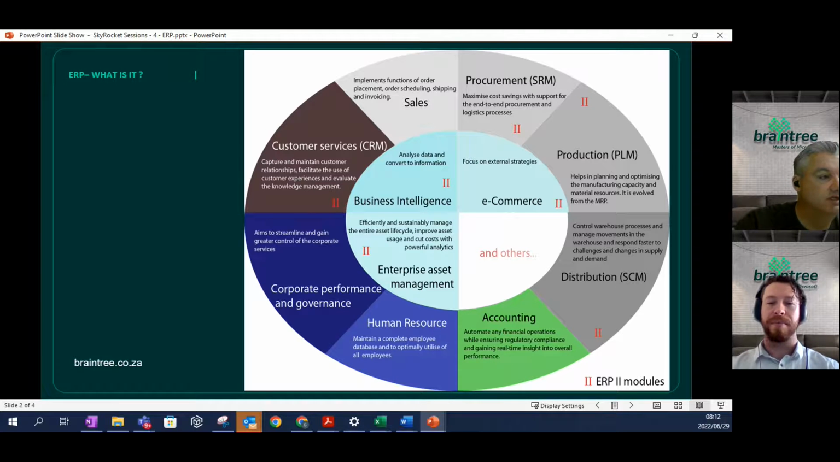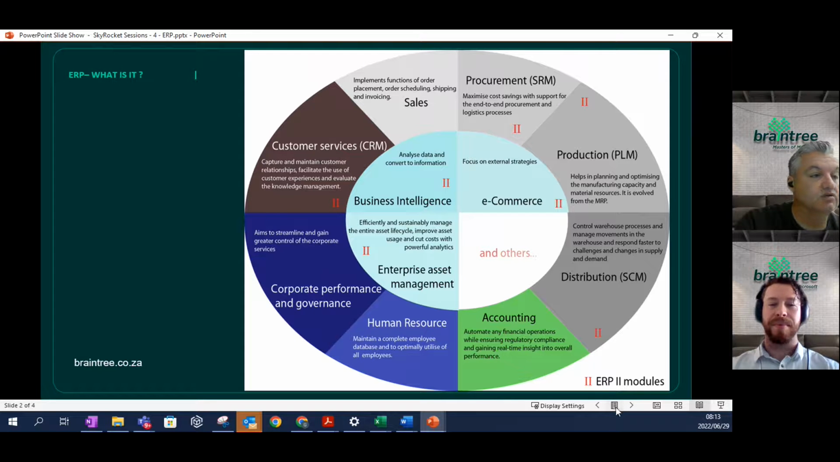For example, business intelligence is how you analyze the data and convert that into information, and that kind of underpins the outer layer. So the inner layer sort of extends an ERP into reporting, which is BI, but then also into e-commerce, which is a conversation we've had previously, as well as enterprise asset management, which is maybe a little bit more of, like I said, an extension of your traditional ERP.